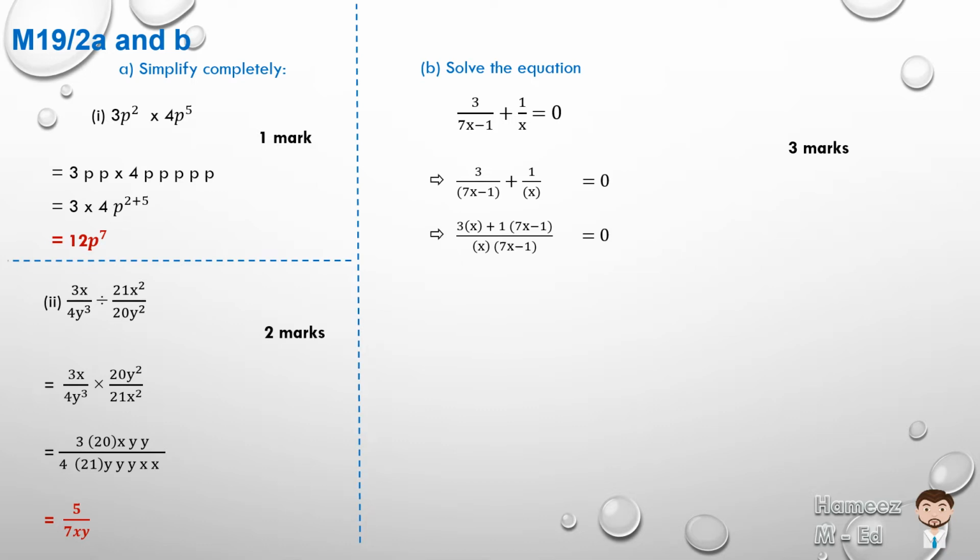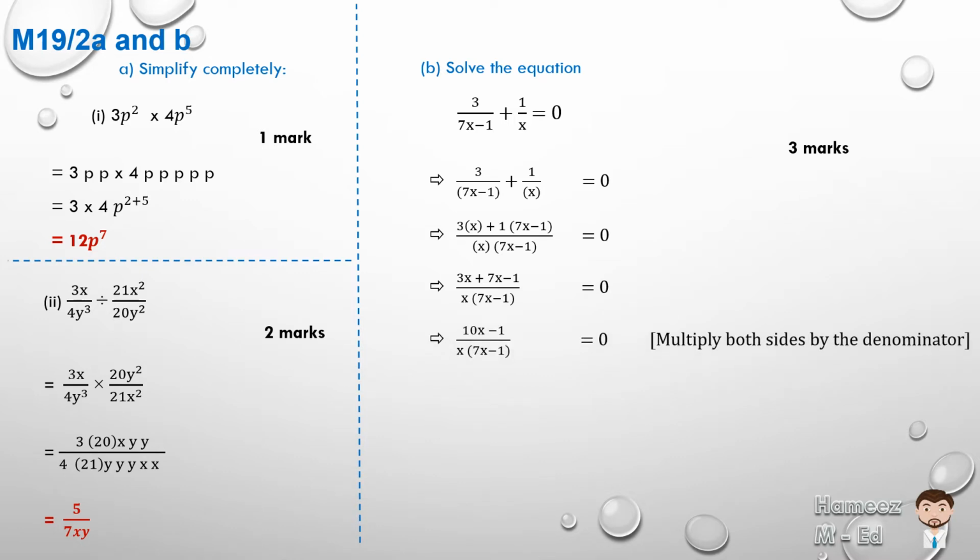And now what can we do? We can expand it out. 3 times x is 3x, plus 1 times 7x is 7x, 1 times minus 1, minus 1, all over x by 7x minus 1. And we can simplify it. 3x plus 7x will give us 10x minus 1 all over x by 7x minus 1.